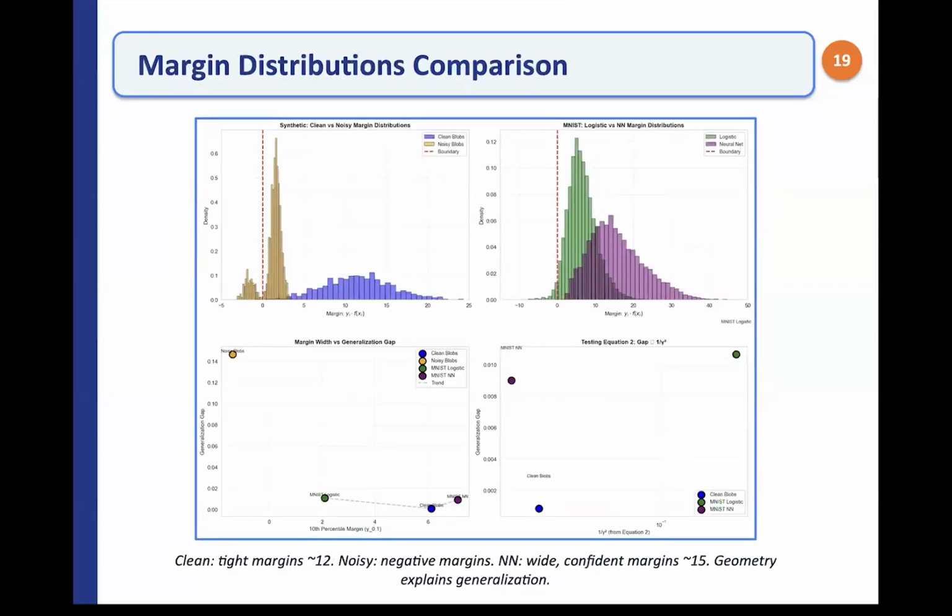These histograms show the full margin distributions. For clean synthetic data, margins are tight and large. For noisy labels, there's a wide spread and lots of negative margins. On MNIST, logistic regression peaks around 6.5, but the neural net peaks around 15 with no negative margins. That means the neural net is making more confident predictions farther from the decision boundary, and that geometry explains its generalization.